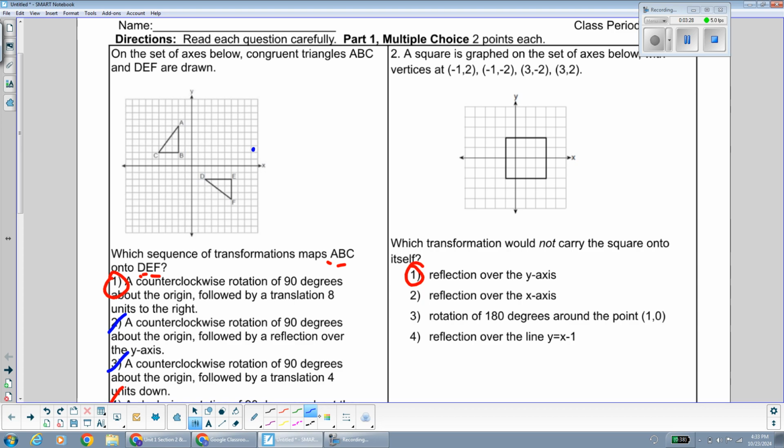A rotation of 180 degrees around the point 1, 0. The point 1, 0 is in the center of the square. So if I rotate that 90 degrees or even 180 degrees like it says here, it's going to still look like itself because I'm rotating it around its center.